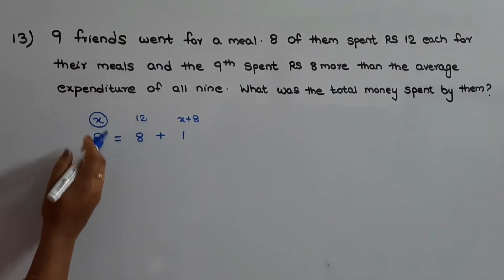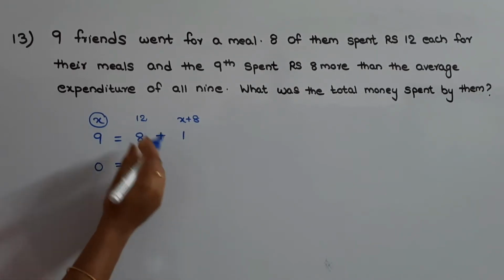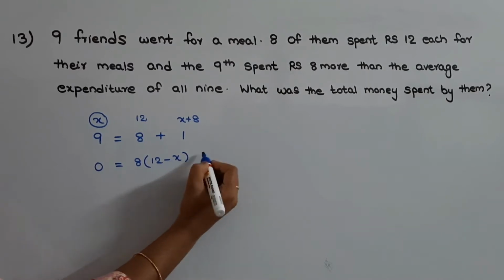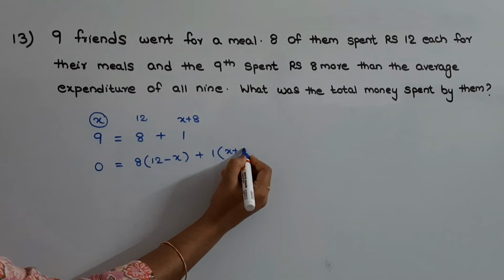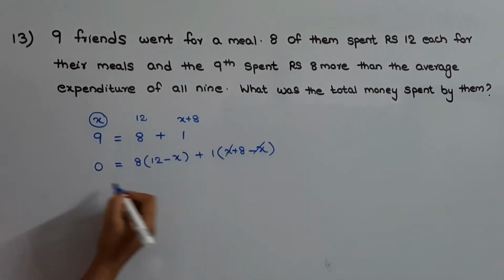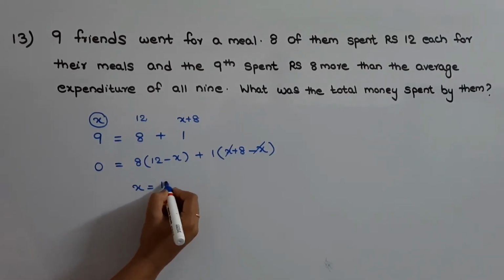So this part will become 0. That is equal to multiply this 8 by the difference between its average and reference average, plus multiply 1 by the difference between its average and reference average. Now on solving this equation, we will get the x value as 13.